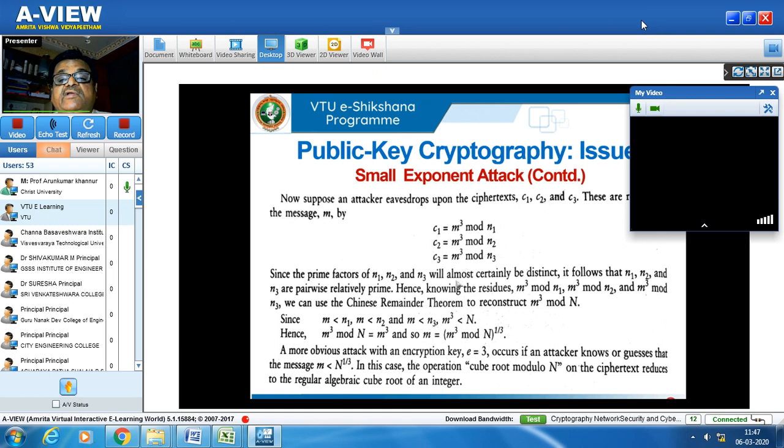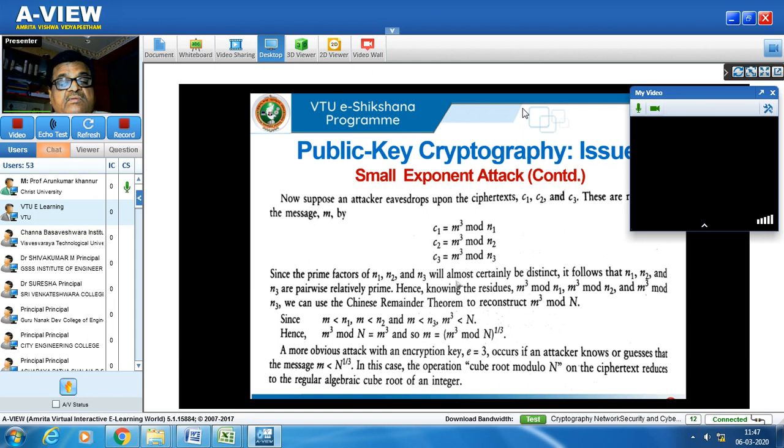So upon the ciphertexts C1, C2 and C3, these are related to the message M. Now, the ciphertext C1 is obtained from the message M cubed mod N1 function. Second, C2 has been obtained by carrying out mod N2. Then the third ciphertext is M cubed mod N3. Since the prime factors N1, N2, N3 will almost certainly be distinct, it follows that N1, N2 and N3 are pairwise relatively prime numbers.